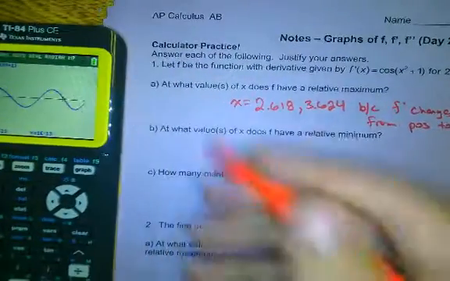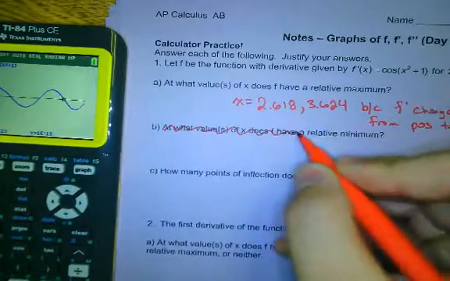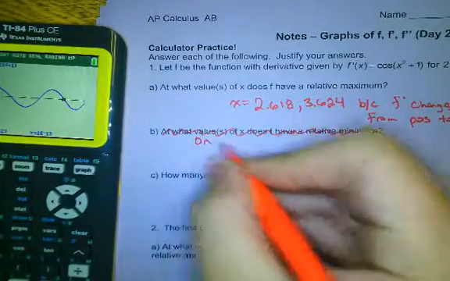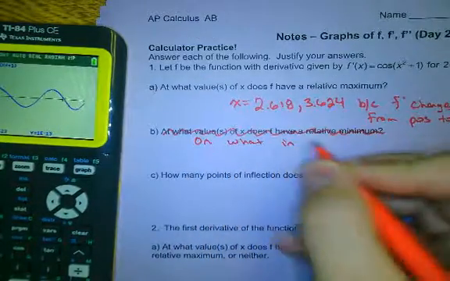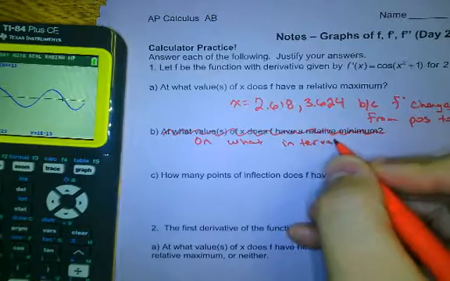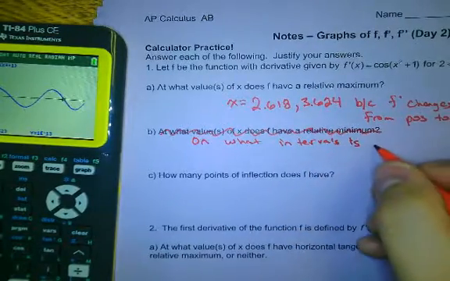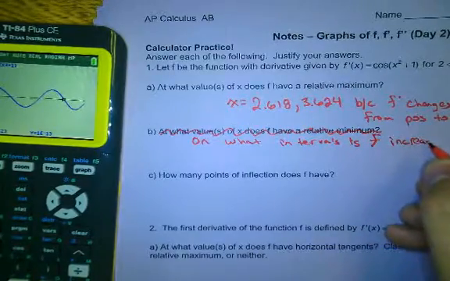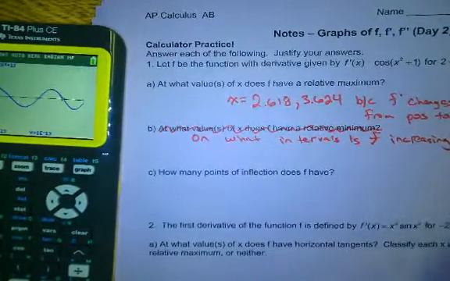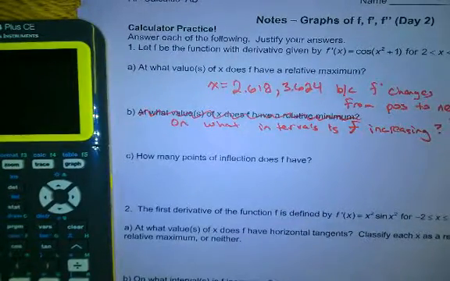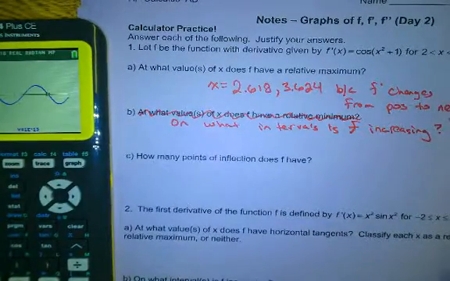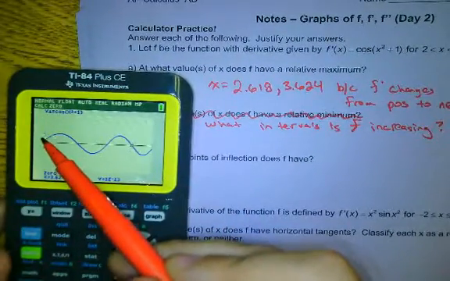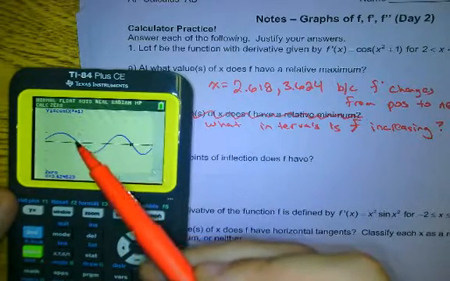Hey, I'm going to change this question number 2 up real quick, because when we find the minimum, it's the exact same idea we use in the calculator. So let's go with, on what intervals is F increasing? So when does that happen? When it's positive. So it's going to be positive from here all the way to here.